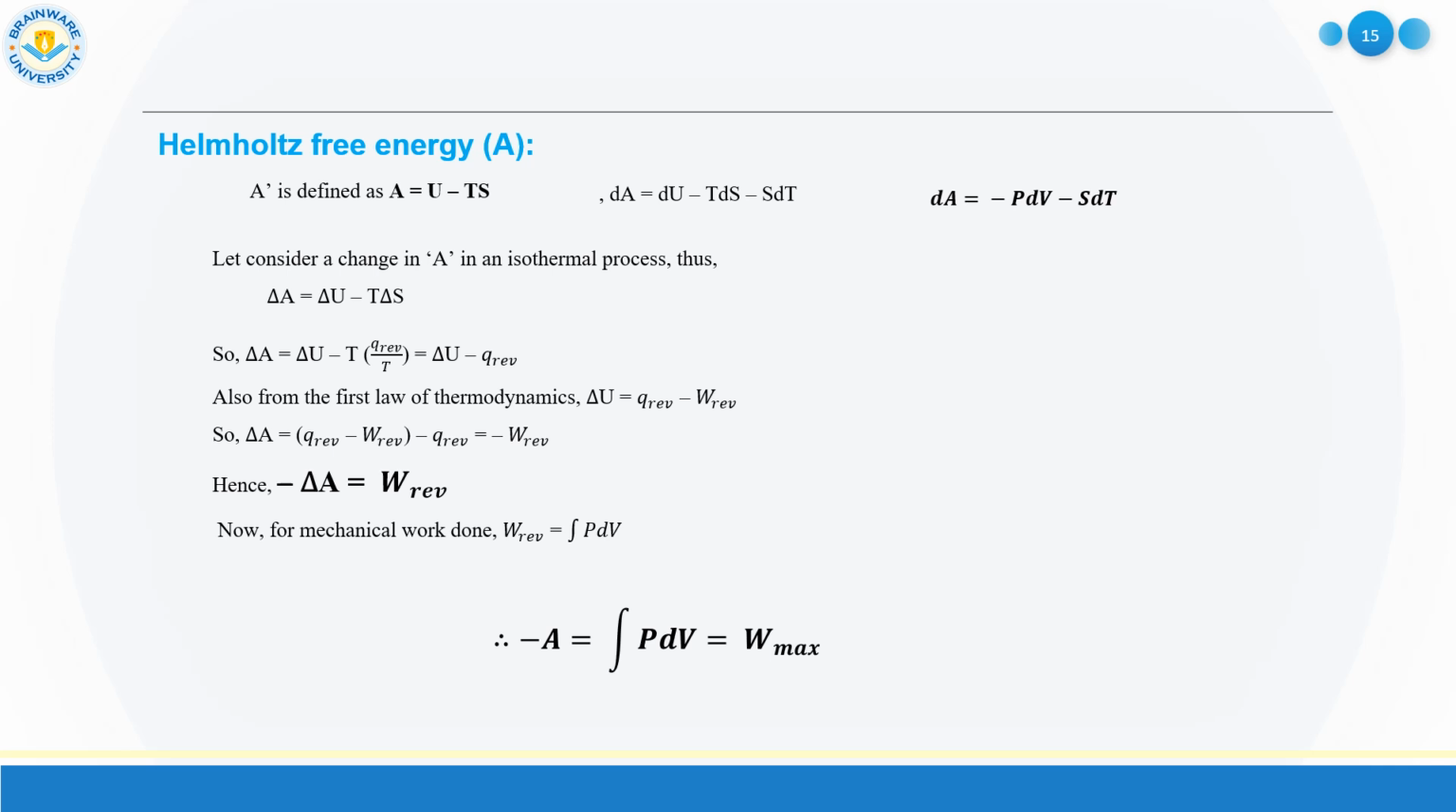So now let us consider a change in A in an isothermal process. Then it will be delta A equal to delta U minus T delta S. Now if we substitute delta S with Q reversible by T, then you will get delta A equal to delta U minus Q reversible. Now from first law of thermodynamics, delta U equal to Q reversible minus W reversible. So delta A will be ultimately minus of W reversible. So A or Helmholtz free energy is the maximum work done by the system.